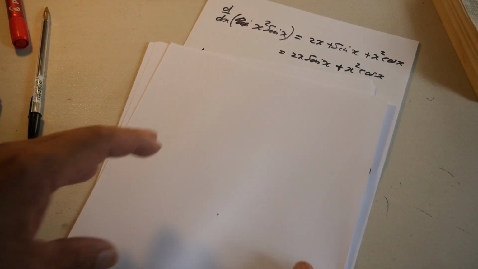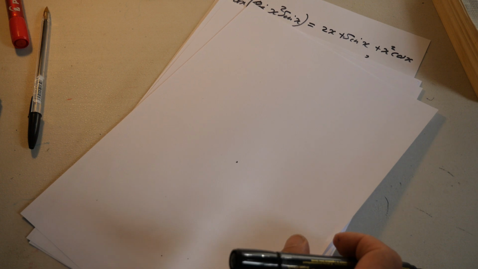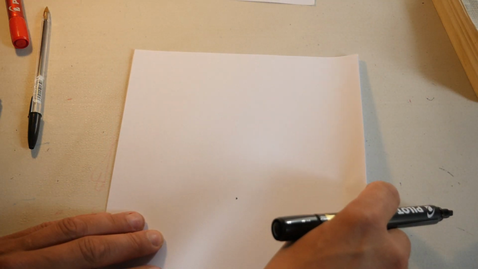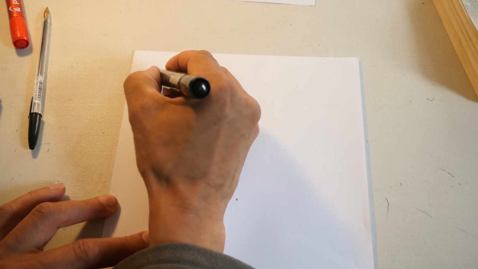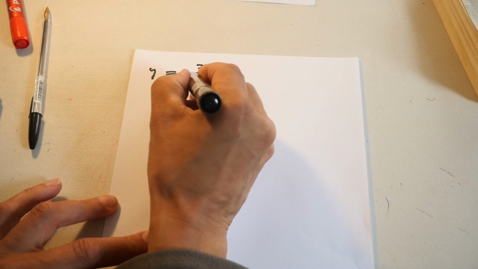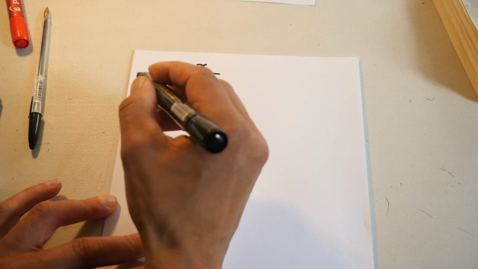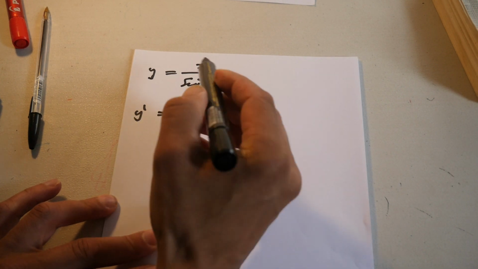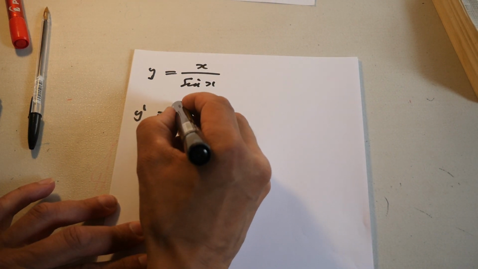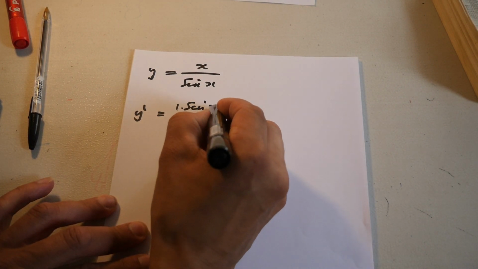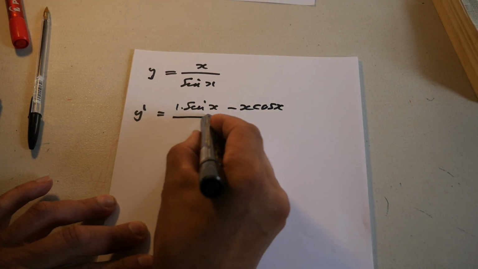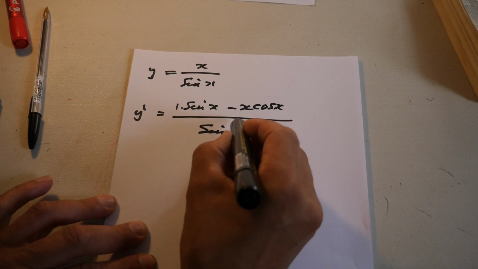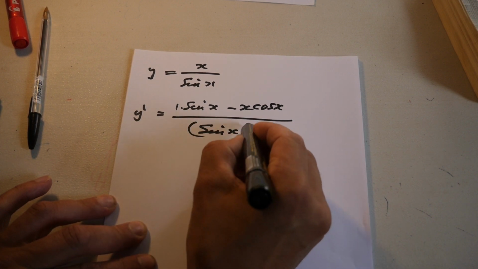Right, next, I think we're on to chain rule next. No, maybe not. One more example, trig. So y equals x over sine x. So y dash is equal to the derivative of that, so it's 1 times sine x minus x cos x, over sine x squared, okay?